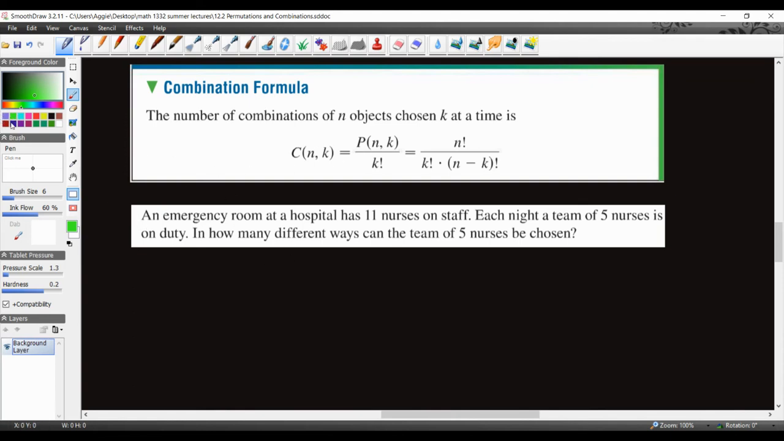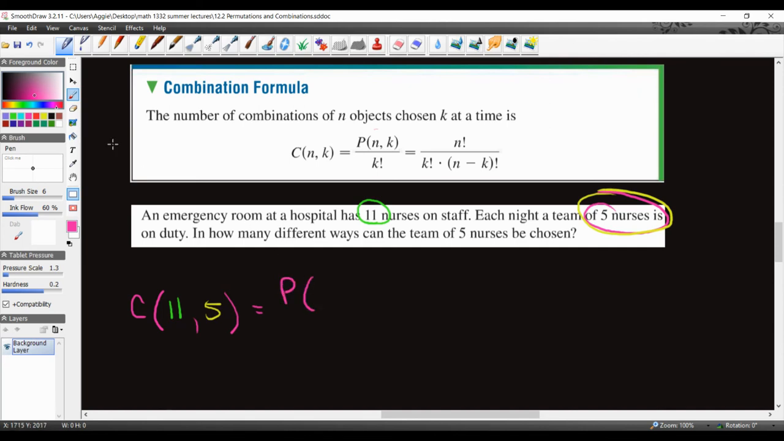So let's see, we have 11 nurses total. So our combination would start with 11 total. And then we have to choose 5 of them at a time. Let's do yellow with that. So 5 nurses on duty. So that would be choose 5. 11 choose 5, okay? So this is going to be equal to, I guess you can do this one. Let's go ahead and do that.